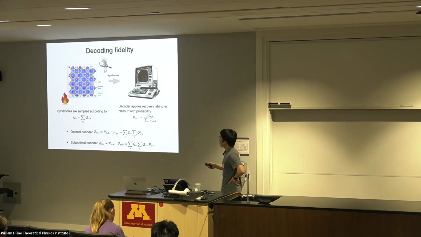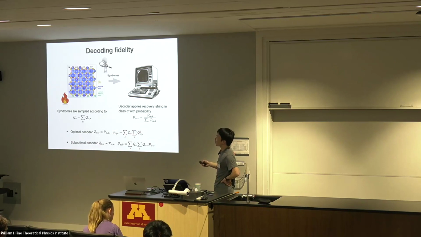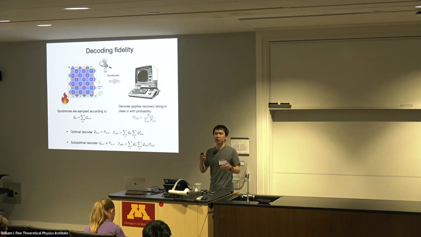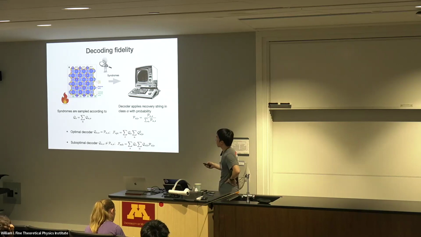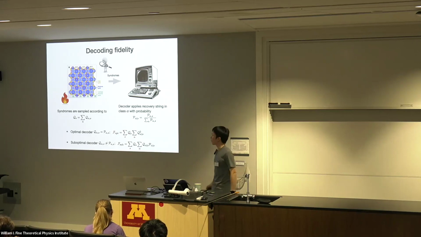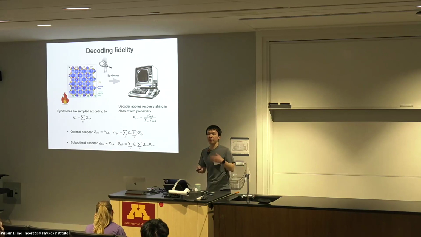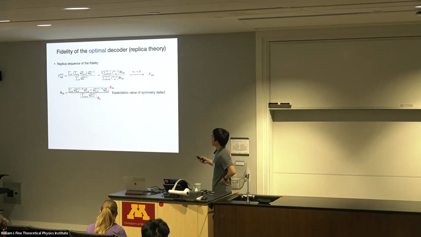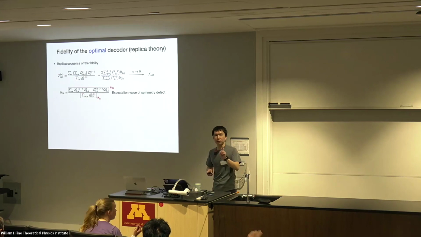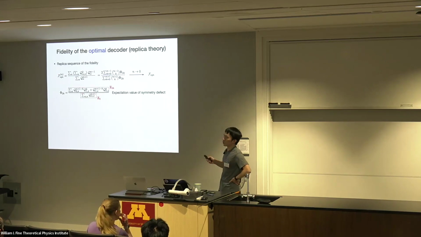An important thing is that in this expression, for the particular syndrome configuration S, the quantity you want to evaluate is a nonlinear function of the underlying quantum state. So naively, the averaging over the syndrome distribution cannot be done very easily. One needs to invoke the replica trick in order to analyze the decoding fidelity. This is a little bit technical, but the point is we can formulate a replica sequence for the decoding fidelity.